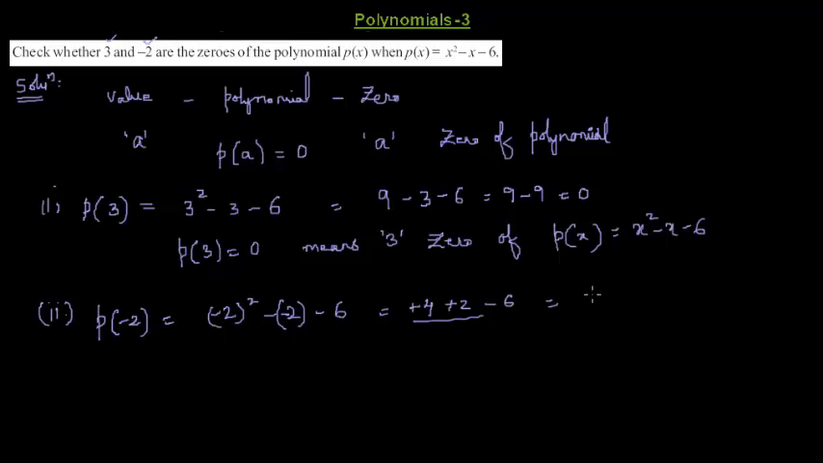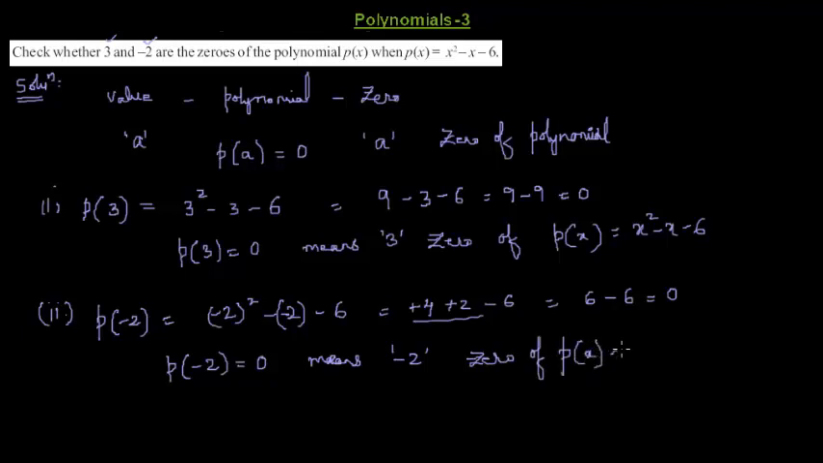Therefore, I have to add this 2. Plus 4 plus 2 is plus 6. Minus 6, which is equal to 0. That means p of minus 2 is equal to 0. And minus 2 is a zero of polynomial p of x.